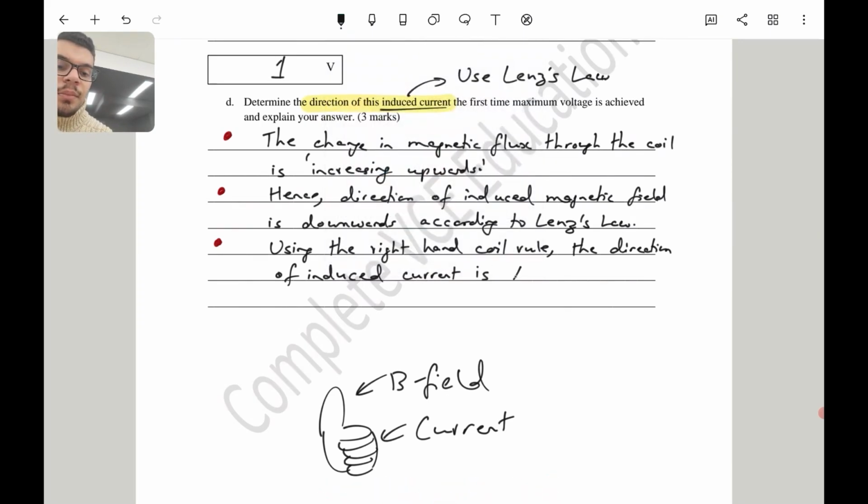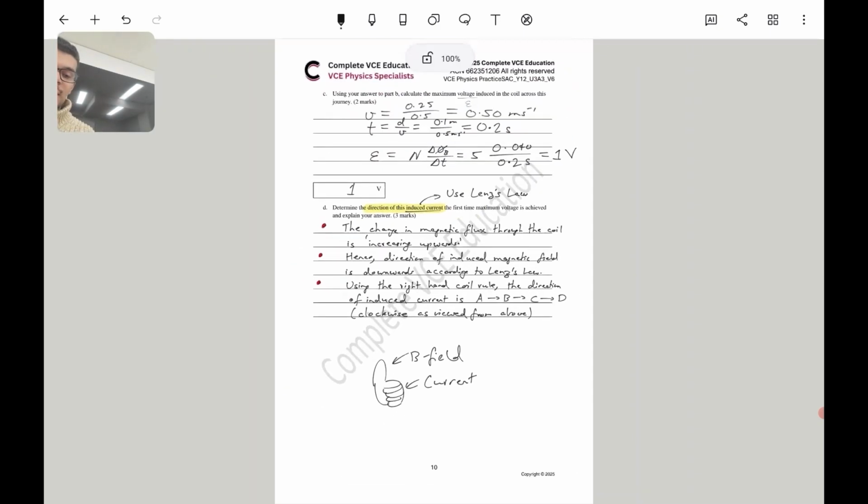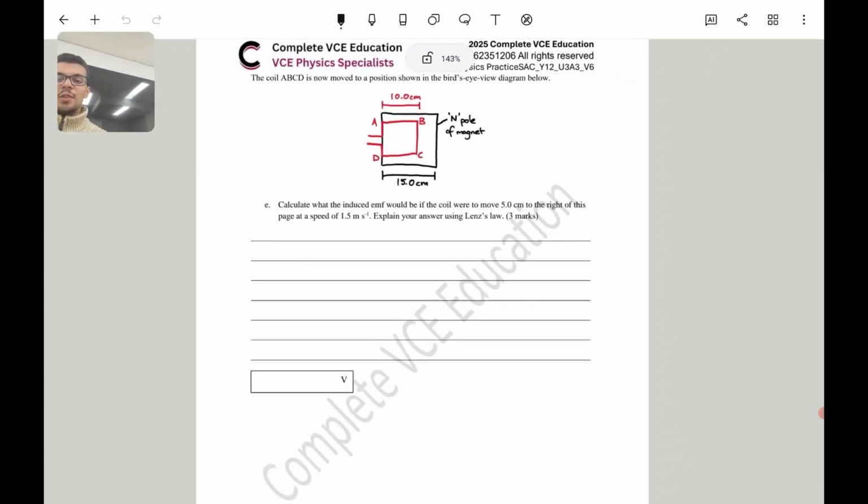Is A to B to C to D. Or you can also say clockwise as viewed from above. However, it is good to still mention the current is flowing from A to B to C to D, since that is a more concrete way of describing the direction of the current. All right, let's now move on to the next question.